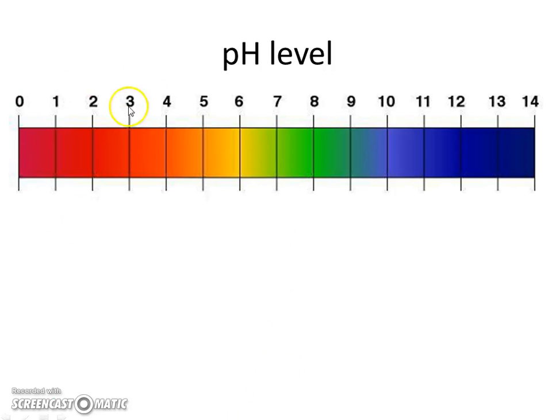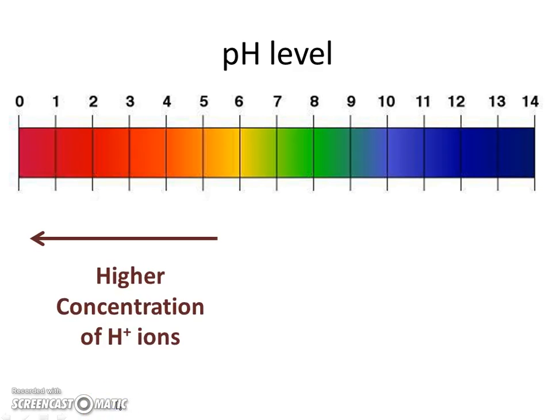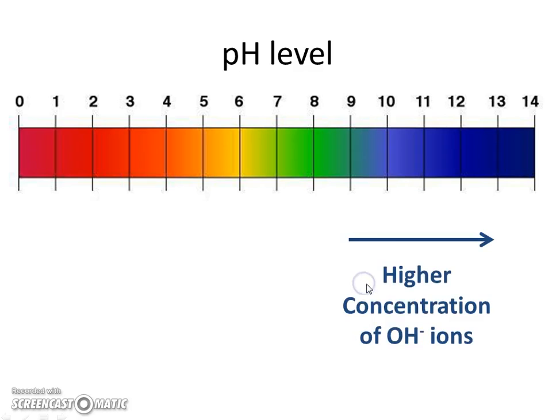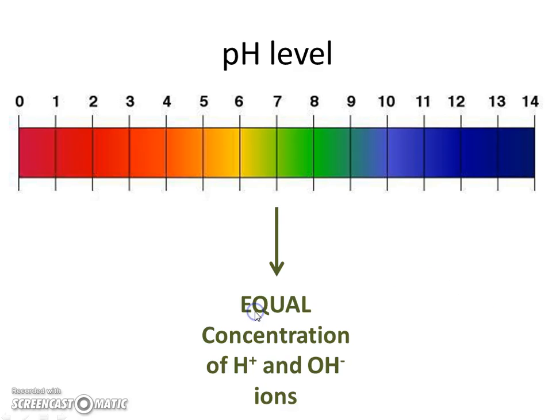So the lower on the pH scale you go, the more concentration of hydrogen ions there are. Down to 0 is the highest concentration of hydrogen ions. The higher you go, the higher the concentration of OH- ions. OH- binds with H+, so it reduces the concentration of hydrogen ions. Therefore, it's going to be a different pH level. Right in the middle, at 7, you've got equal concentration of hydrogen and hydroxide ions because pure water, which is a mixture of hydrogen and hydroxide, is neutral.